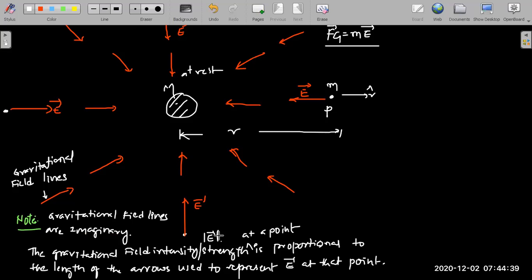Further logic. In fact, the proper representation would be, as you're moving away, as r increases, what should happen to the value of E bar? Since E bar is equal to minus GM by r square in r cap direction, the magnitude of E is inversely proportional to r square. So as you move away, what should happen to the length of the arrow? The length of the arrows must decrease. So in the given case, if you want to rectify this, as you're moving away, the length of the arrows must decrease. Understood the logic? Yes, sir.